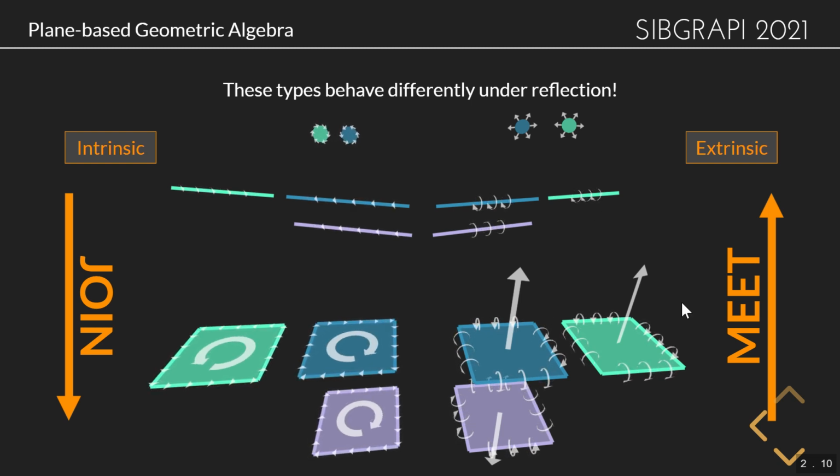So these types of orientations are intricately connected with the way that you create them. The intrinsic rotations are created by joining elements, and the extrinsic orientations are created by meeting elements. So we will call these meet orientations and these join orientations. We'll call these join lines and these meet lines. And that'll be an important concept to keep in mind.